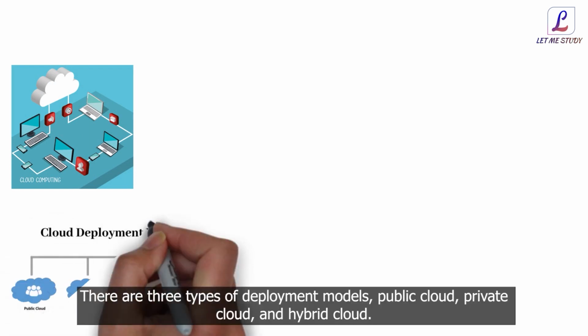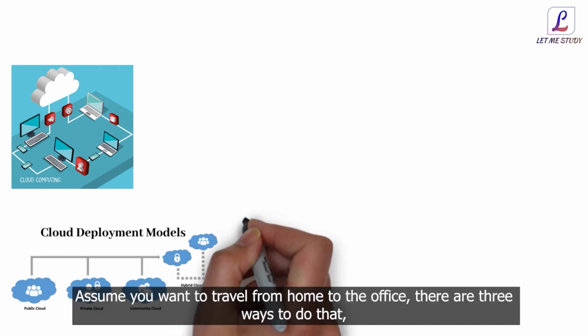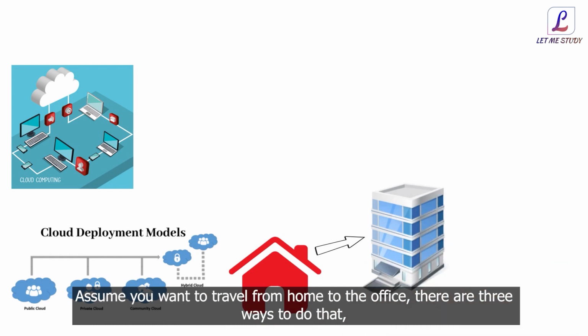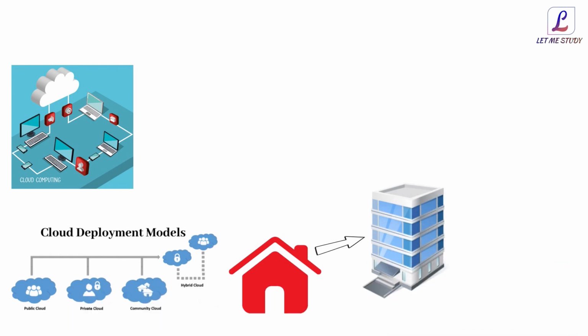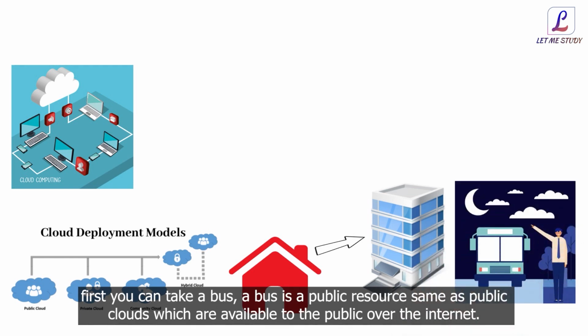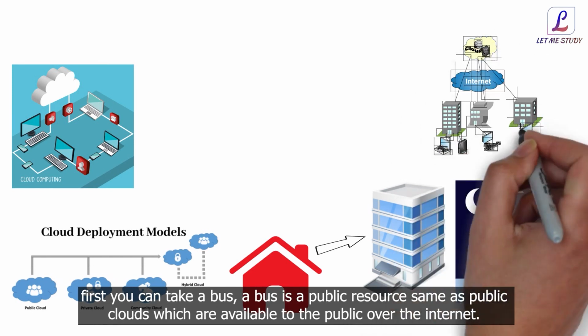There are three types of deployment models: public cloud, private cloud, and hybrid cloud. Assume you want to travel from home to the office. There are three ways to do that. First, you can take a bus. A bus is a public resource, same as public clouds, which are available to the public over the internet.